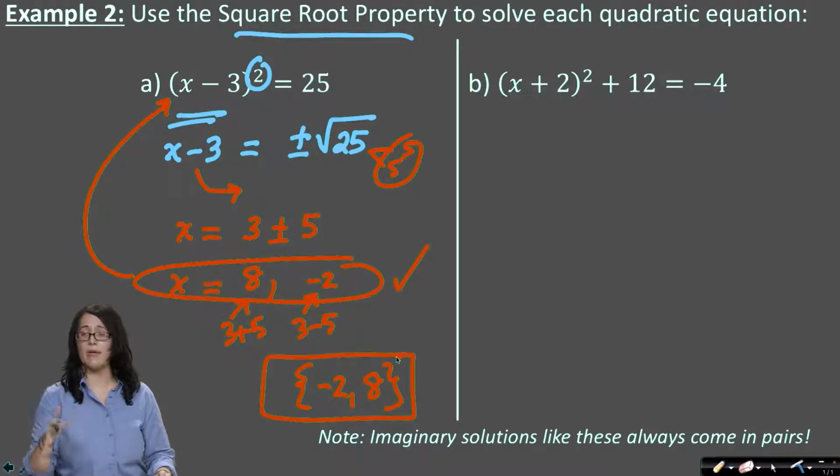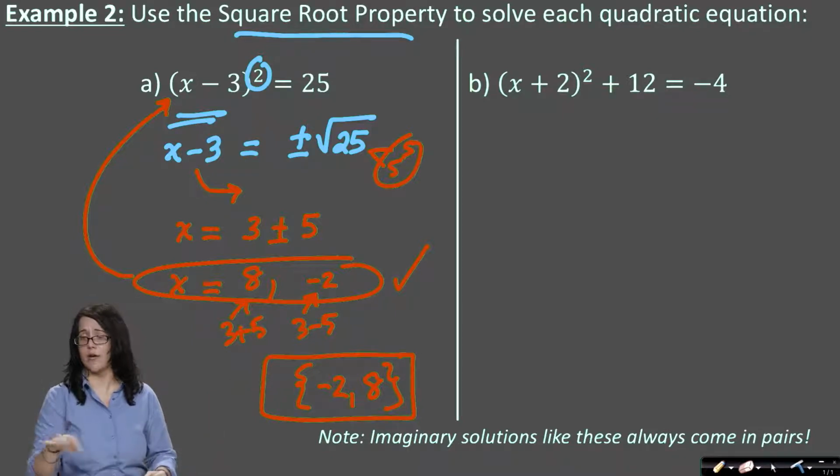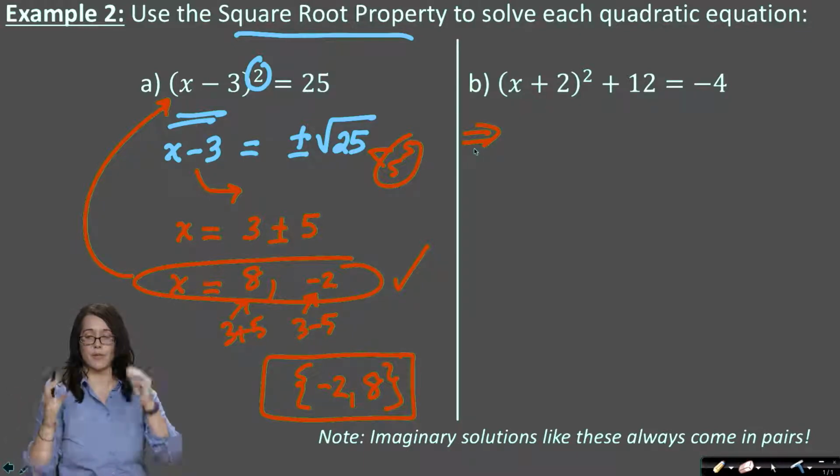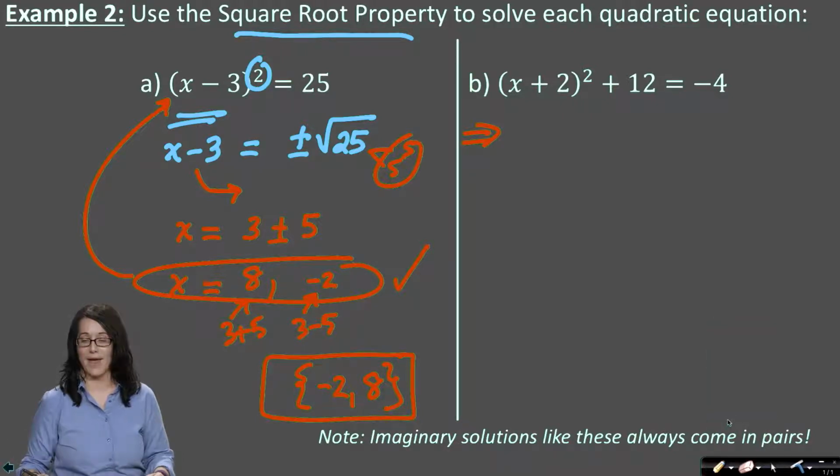Okay, try B on your own, but notice to use the square root property, what did we need? Something squared equals a number. If we don't see that right away, try to reorganize things so that you do have the same template. Something squared equals a number. Okay, go for it yourself, and I'll meet you in a couple seconds. So pause that video. Okay, after you tried it, let's see if you got the same thing I did.